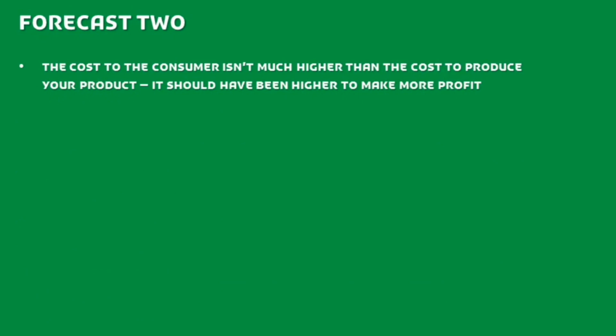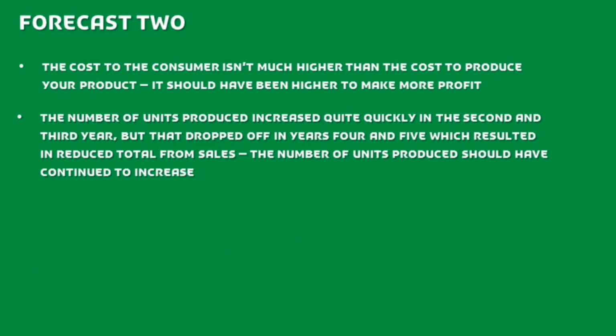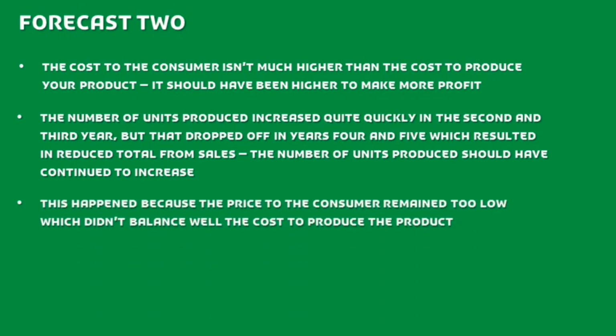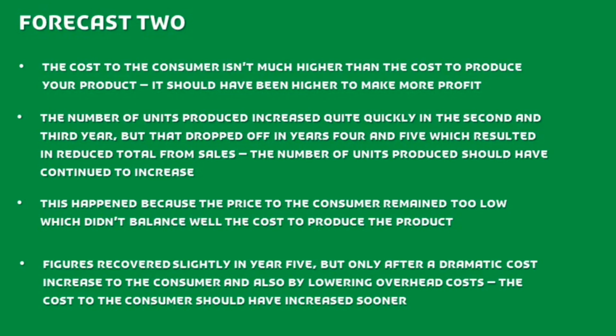Forecast 2. So, for the second forecast, you should have noticed that the cost to the consumer isn't much higher than the cost to produce your product. It should have been higher to make more profit. The number of units produced increased quite quickly in the second and third year, but that dropped off in year 4 and 5, which resulted in reduced total from sales. The number of units produced should have continued to increase. This happened because the price to the consumer remained too low, which didn't balance well the cost to produce the product. Figures recovered slightly in year 5, but only after a dramatic cost increase to the consumer and also by lowering overhead costs. The cost to the consumer should have increased sooner.